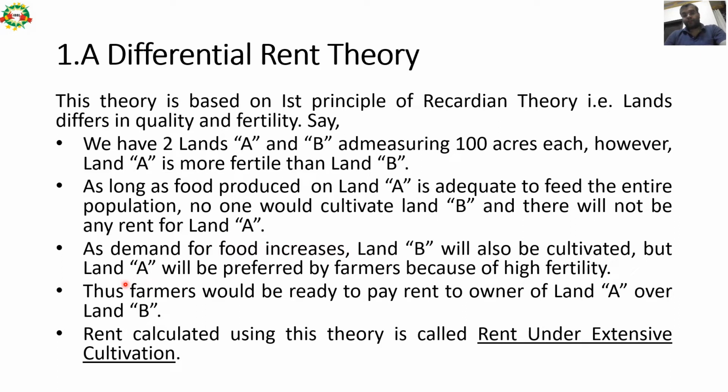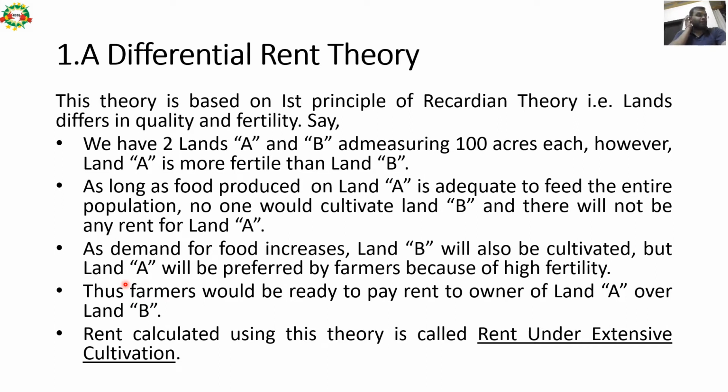As demand for food increases, land B will also be cultivated. So if demand for food increases beyond the cultivation capacity of fertile land A, then farmers are forced to cultivate inferior, less fertile land, which is land B. But land A will be preferred by farmers because of its high fertility.